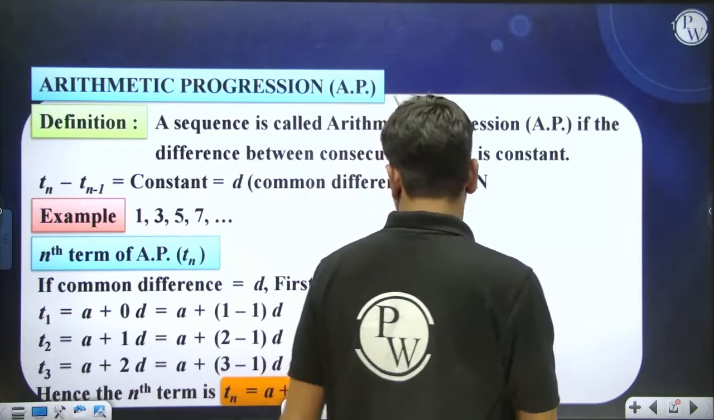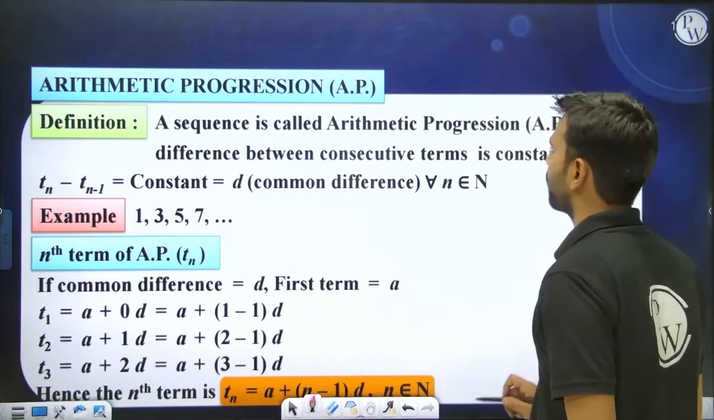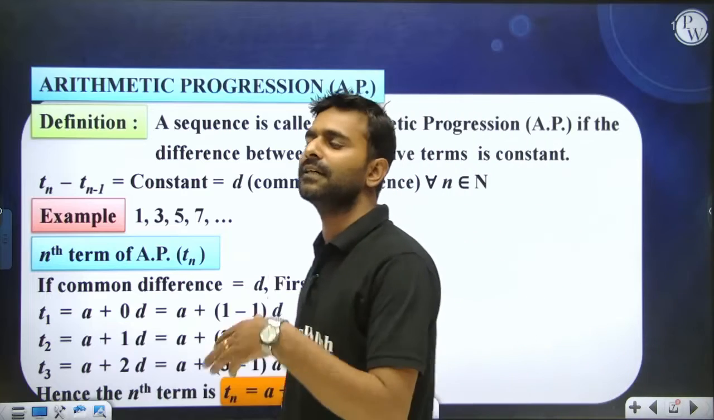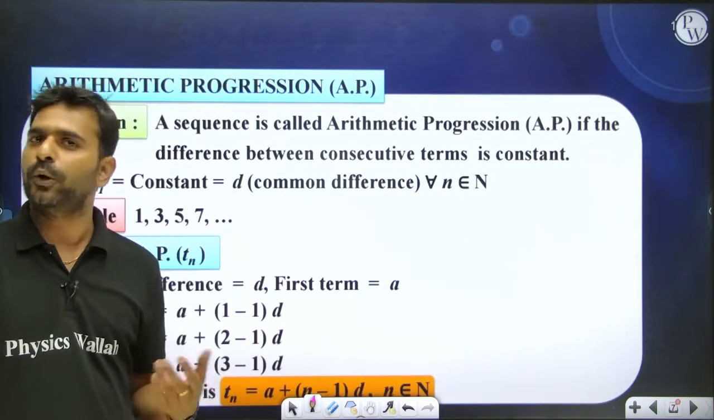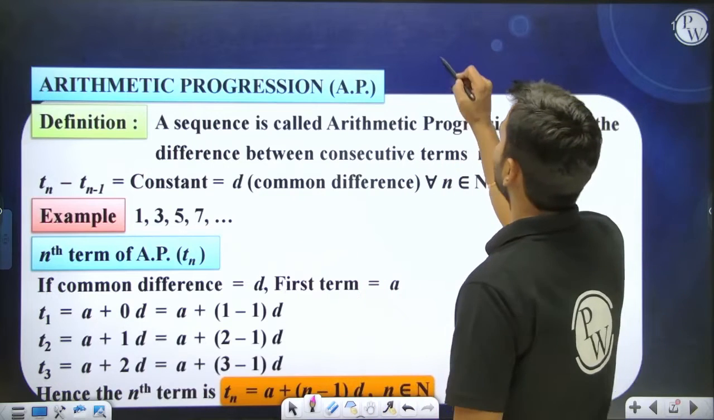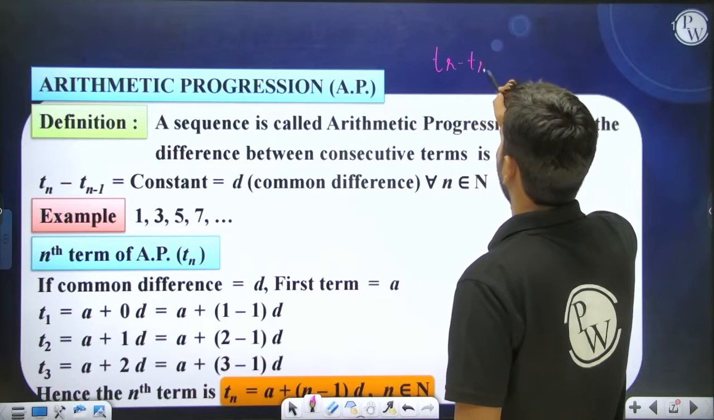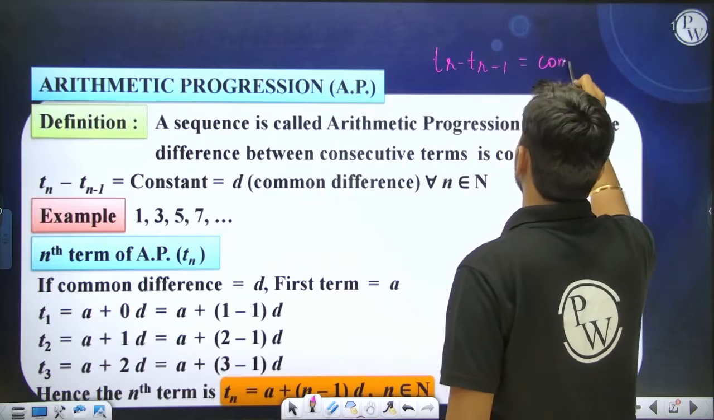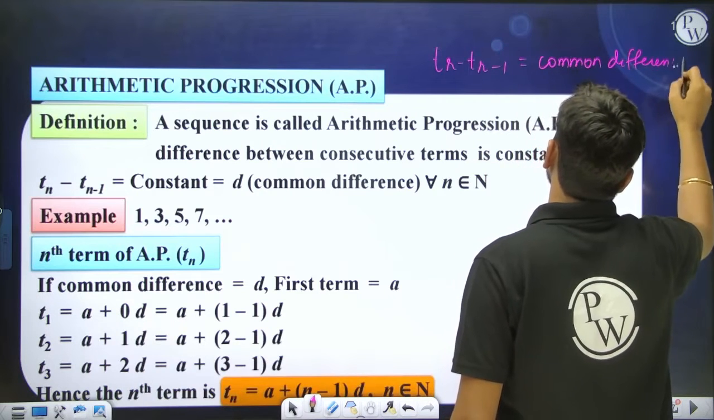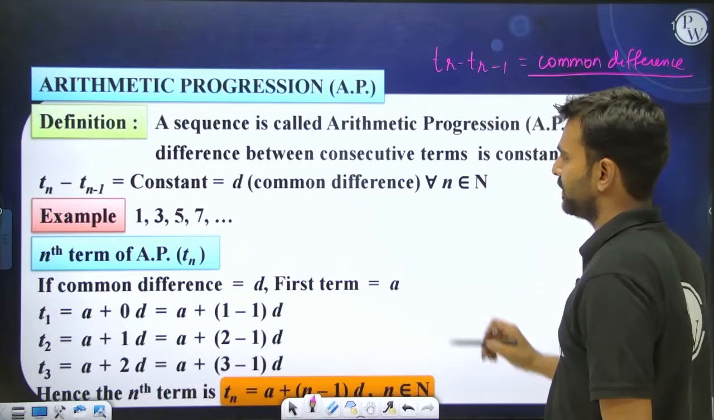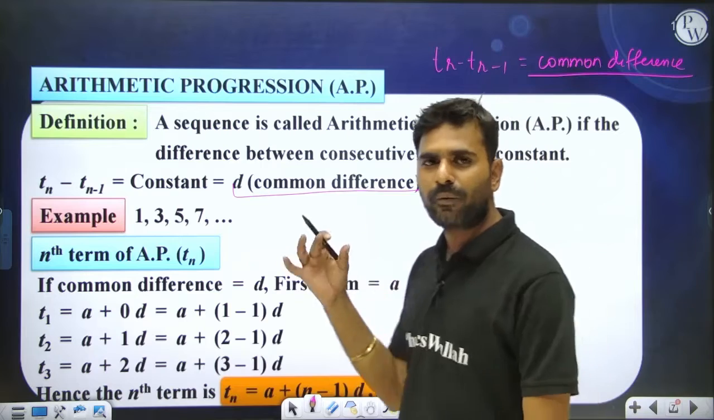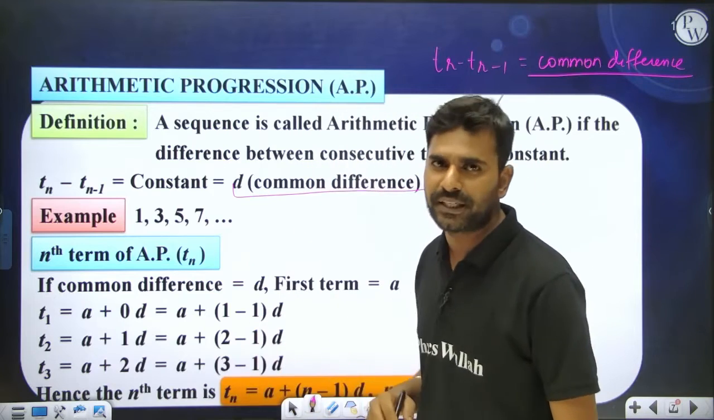Okay, so we can say one thing in an arithmetic progression: if we take two consecutive terms, the later term minus the earlier term is going to be nothing but the common difference. Yes or no? That is Tr minus Tr minus 1, for any value of r, is nothing but equal to the common difference in an arithmetic progression. Yes or no, everyone? Yes. All right, so that's why we call it D, the common difference.